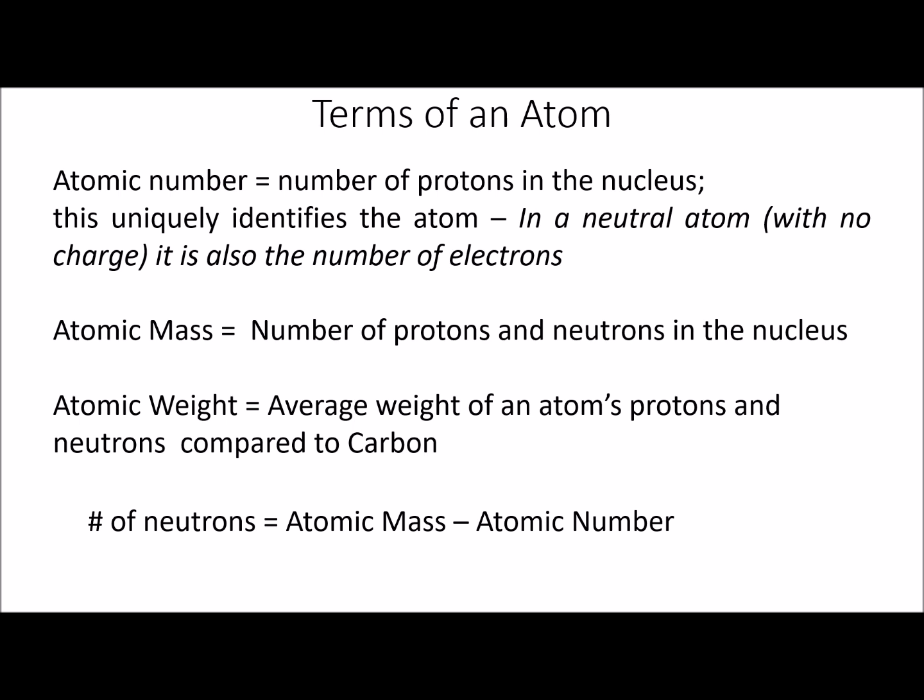There's something called the atomic number, which is the number of protons in the nucleus. And this uniquely identifies the type of atom it is. There's an atomic mass, which is the number of protons and neutrons in the nucleus.